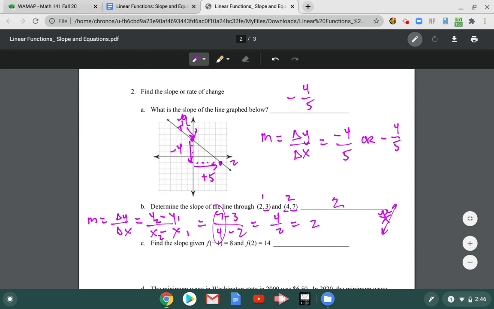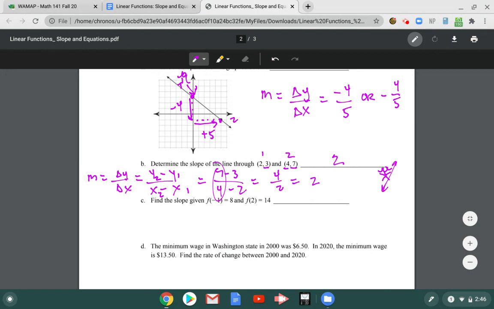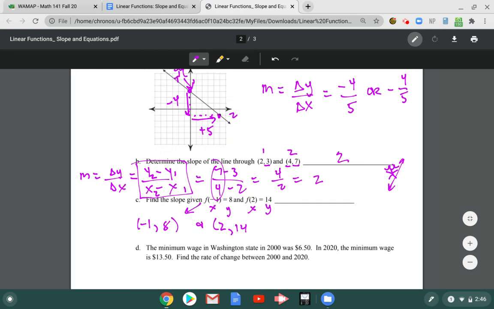Next, I want to find the slope given two function values. Well, I want to use the formula that I have up above here. So I really need some x and y coordinates. In function notation, what goes inside the function represents the x. What comes out of the function represents my y. So I can rewrite both of these as points. So the first one becomes negative 1, comma, y is 8. And the second one, 2 is my x, paired with 14 for y. I'm going to call this point number 1 and the second one point number 2.